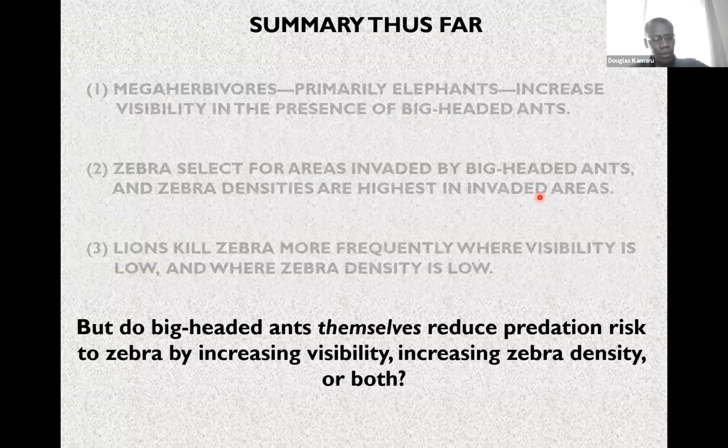However, the question I've not answered is this one: because visibility can be higher for reasons other than big-headed ant invasion, do big-headed ants themselves reduce predation risk to zebras by increasing visibility, increasing zebra density, or both?